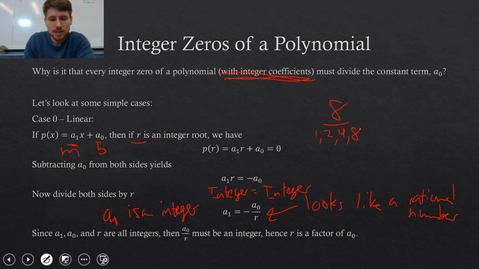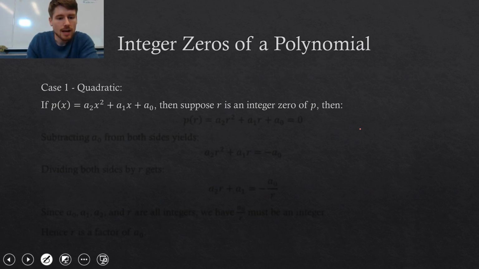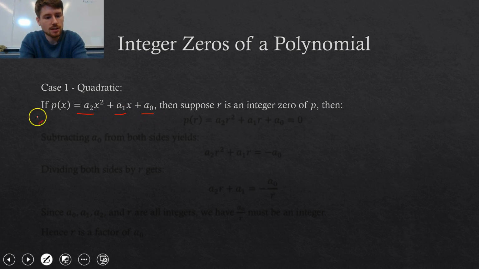Now let's look at the quadratic case. Okay, so now suppose we've got a quadratic. a2 x squared plus a1 x plus a0. Remember a0 through a2, so each of these guys are integers. So these are ints, which means, again, positive or negative whole numbers, right? 5 or negative 2. They're not fractions.